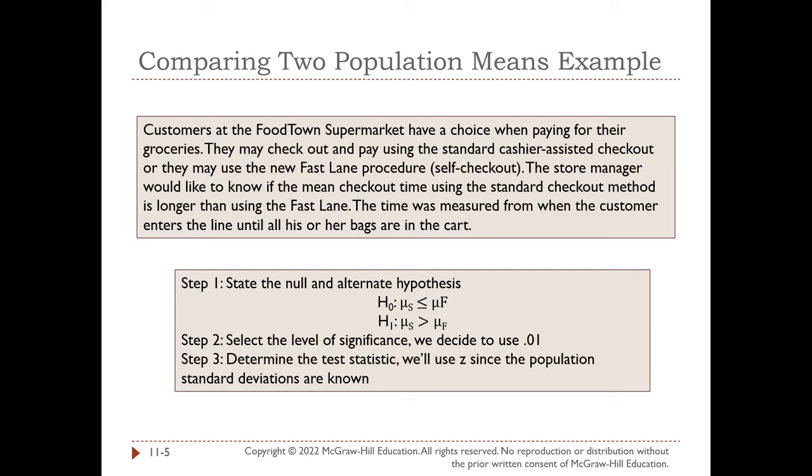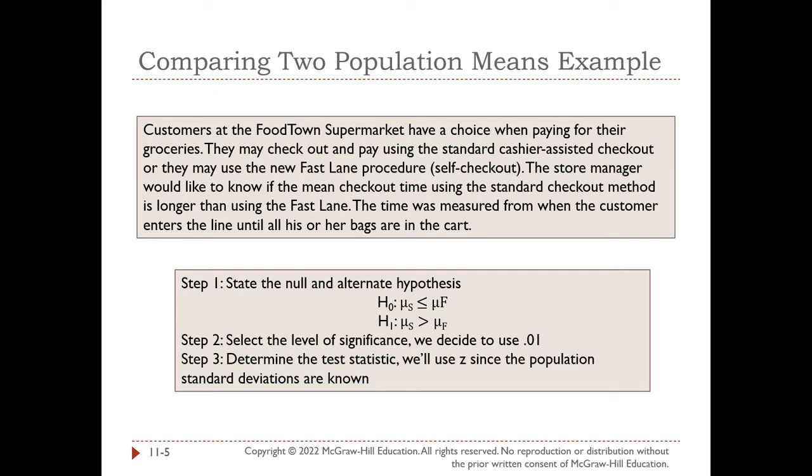So again, we're going to see by alternative, which is actually in the question, is the standard longer than our fast lane. We're going to select the level of significance. Okay, again, we're going to decide to use 0.01 and then determine the test statistic. We'll use Z since the population standard deviations are known. We already know this. We are awesome at this now.